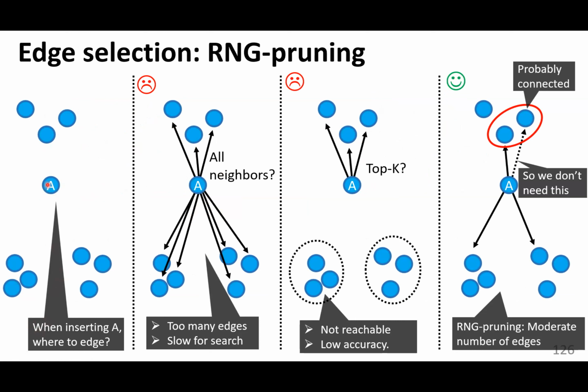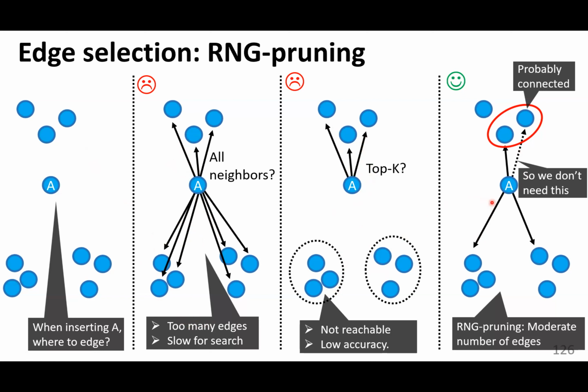So how to create edges, that's our task here. One way is we can put all neighbors. We can maybe decide the maximum, draw a circle and add all edges inside the circle. But in this case, it's too many edges. It could be quite a lot of edges, and that causes slow search. So it's kind of not good. Or we can do top-K search. Again, in this case, just 3 here. It seems good, but in this case, these guys are not reachable. So it again leads to low accuracy.